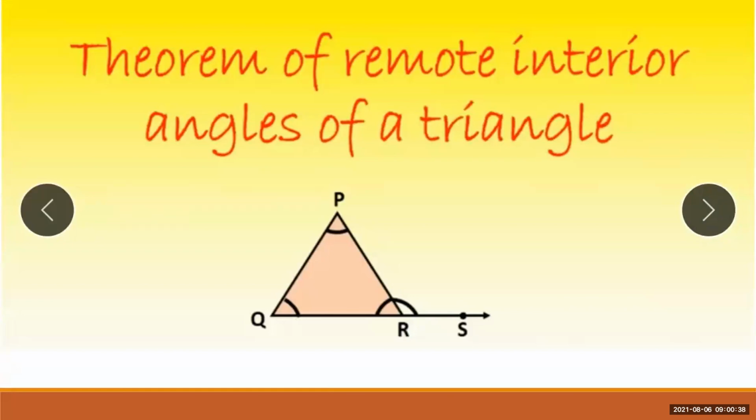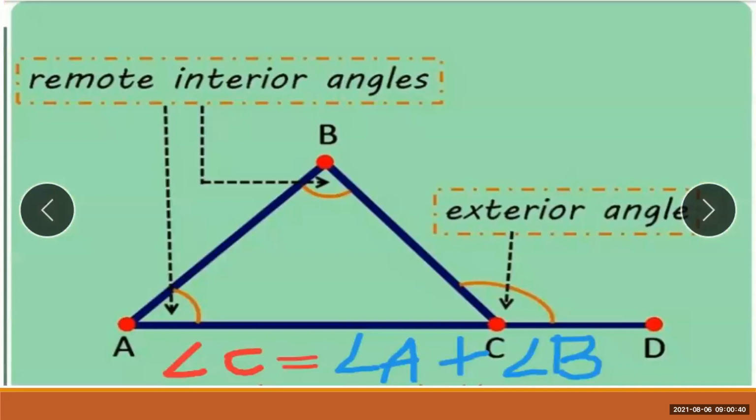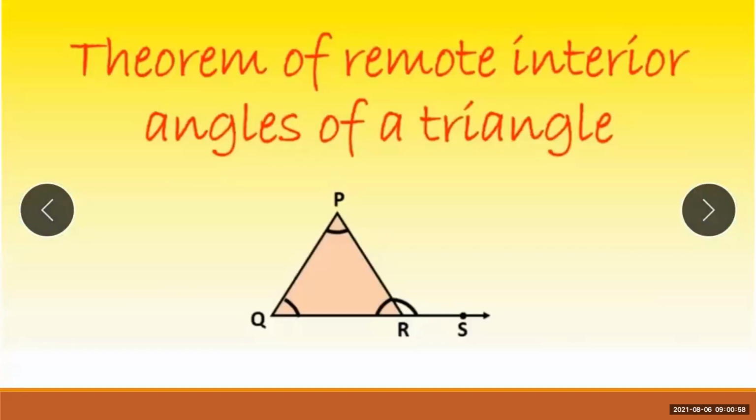Which are the remote interior angles? These remote interior angles, that is angle B and angle A. These are the remote interior angles. Okay. Now keep it in mind, this property. Now we will prove this theorem. Theorem of remote interior angles of a triangle. Now let's see the theorem for it.